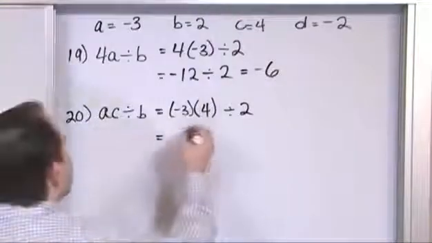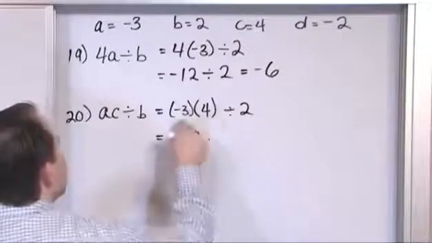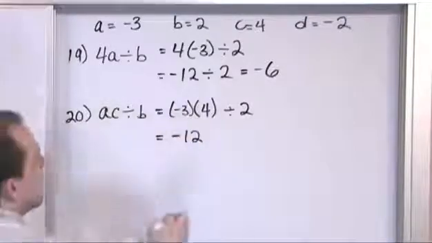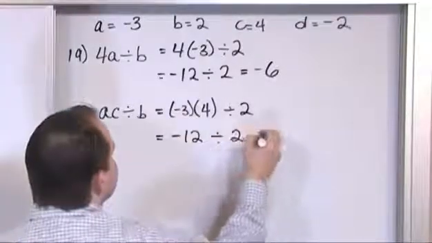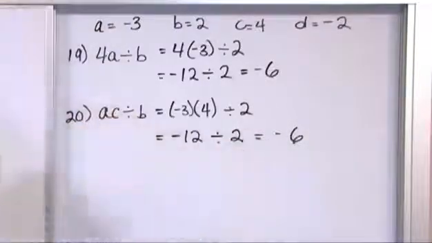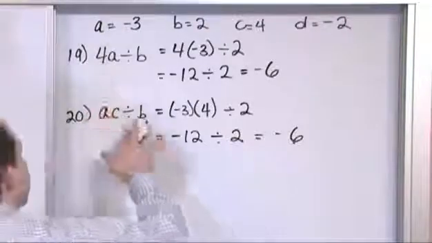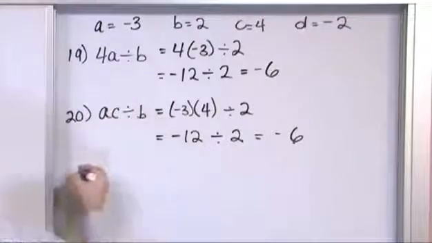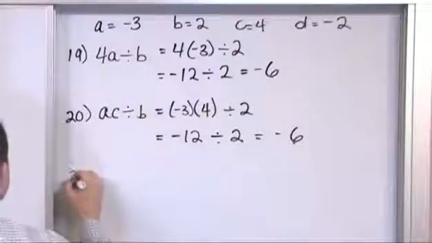3 times 4 is 12, and we're going to have a -12 because these signs are different. And we're going to divide by 2. 12 divided by 2 is 6, and these signs are also different. And so we're going to have a negative number right there. So you see, you just plug in and then you work on the rules that you know, so it's nothing magical.